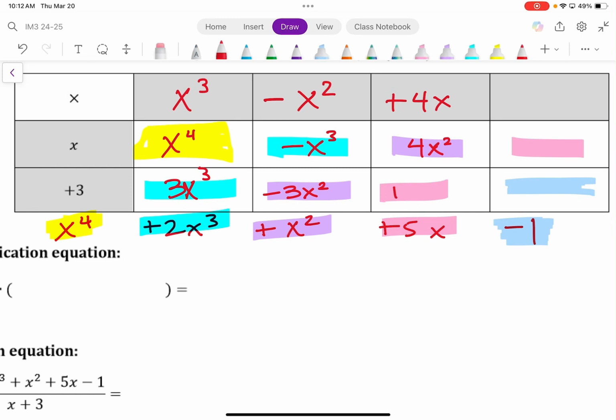4x and 3 is 12x. To get 5x, you have to subtract 7. So this has to be negative 7. And negative 7 and 3 make negative 21.